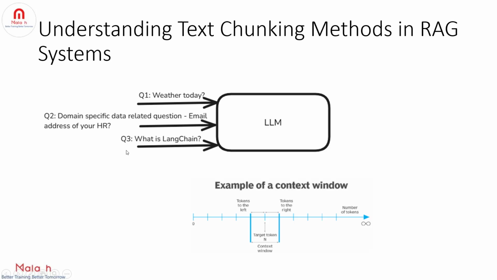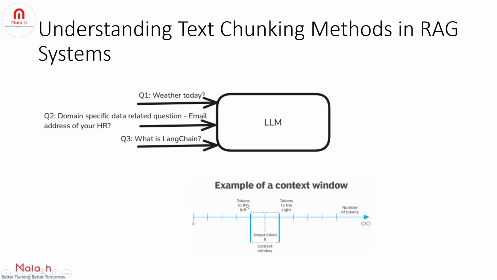And then let's say question number 3 is, what is LangChain? So this is a general question. For general intelligence, the LLM will not use RAG, because it already understands and retrieves the answer for us. So depending on your input, you have to choose which one to use.